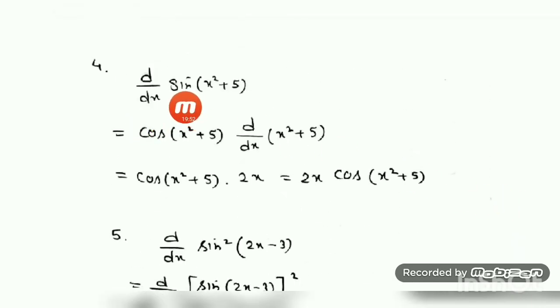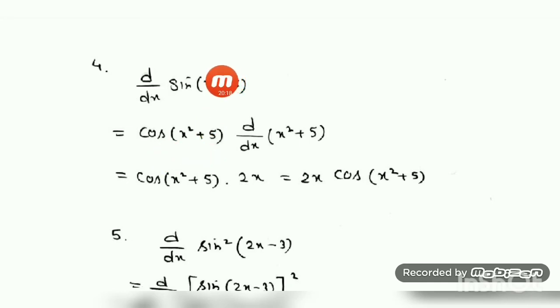d/dx of sin(x² + 5). Here, what portion do you have to think of as x so that it is converted to a standard formula? Sine is there, and there is no power. So you know one formula for sin x. If I think of this portion as x, it will convert to the sin x formula. What is the sin x formula? The derivative of sin x is cos x. So cos of this portion.